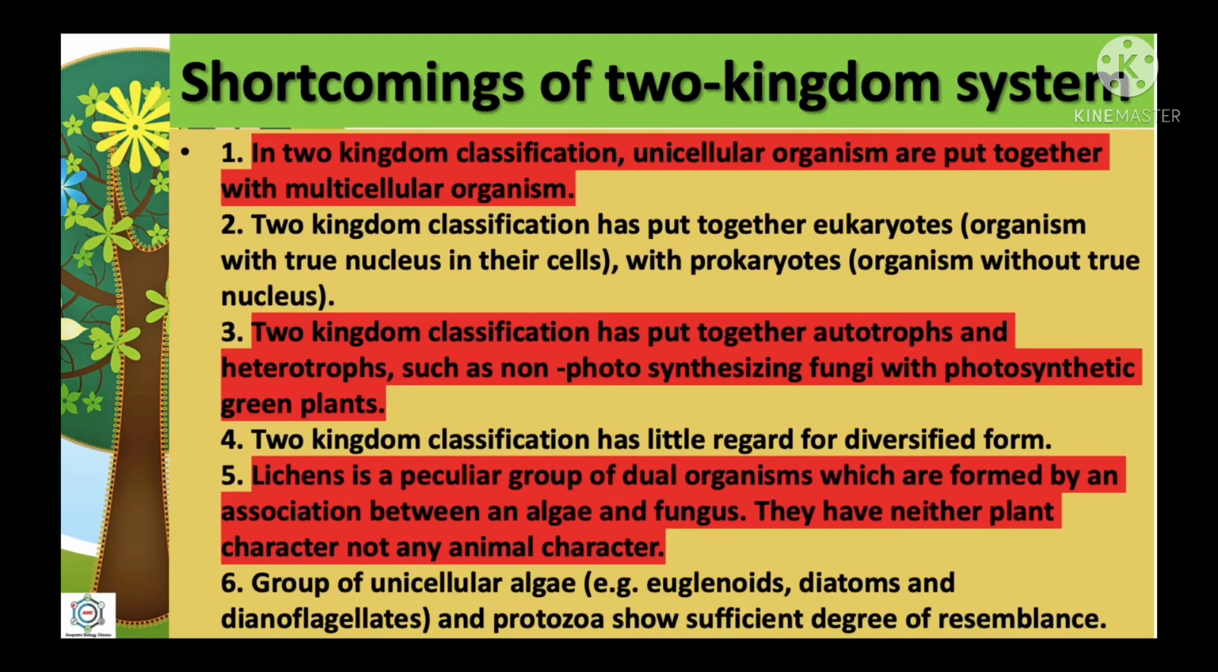In two kingdom classification, unicellular organisms are put together with multicellular organisms. Two kingdom classification has put together eukaryotes with prokaryotes. It has put together autotrophs and heterotrophs, such as non-photosynthesizing fungi with the photosynthetic green plants. It has little regard for diversified form. Lichens are a peculiar group of dual organisms formed by an association between an alga and a fungus. They have neither plant characters nor any animal character. Groups of unicellular algae like euglenoids, diatoms and dinoflagellates and protozoa show sufficient degree of resemblance.